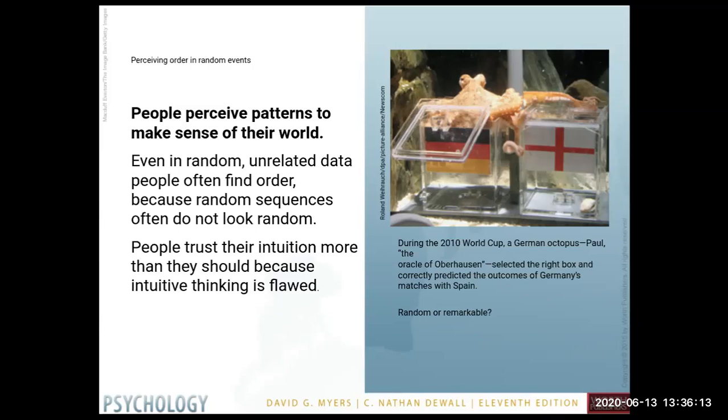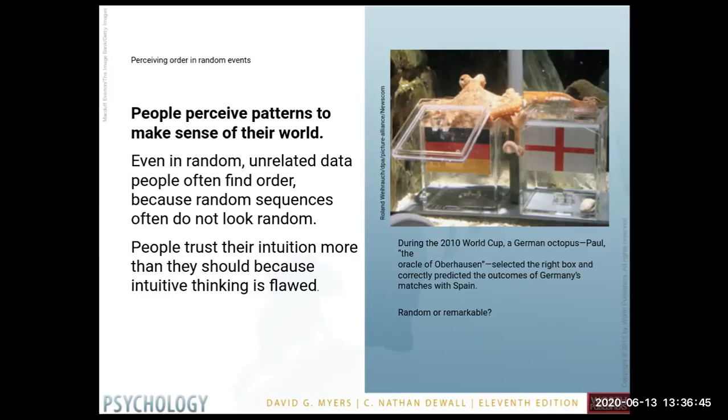Paul chose the German flag and ate the food from the German flag box. And guess what happened? Boom, he correctly predicted it. Of course, he had a 50% chance. It's like heads or tails, right? So Paul predicted that Germany would win because he went into the box with the German flag. So the question I ask you is, is this random or is it remarkable? The answer is it's random. He had an equal chance of going into either box and either team could have won.